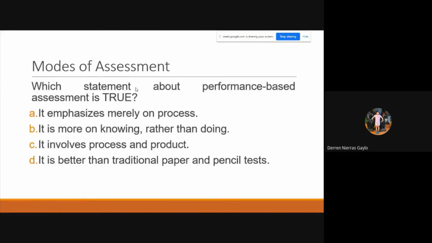Which statement about performance-based assessment is true? A. It emphasizes merely on process. B. It is more on knowing rather than doing. Letter C. It involves process and product. Letter D. It is better than traditional paper and pencil tests. Which is true? When you say performance-based assessment, it could be process or product. So it is letter C. It involves process and product.